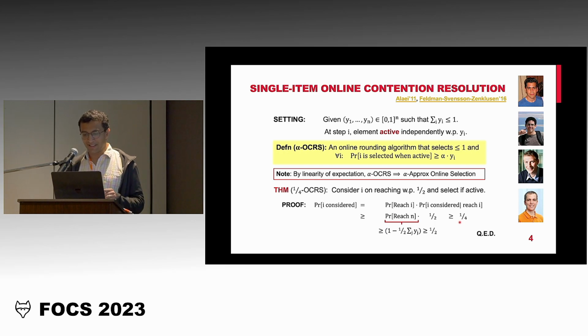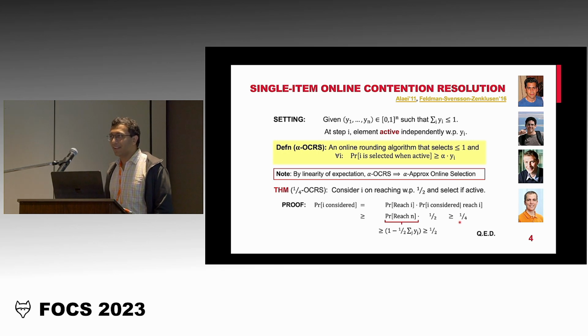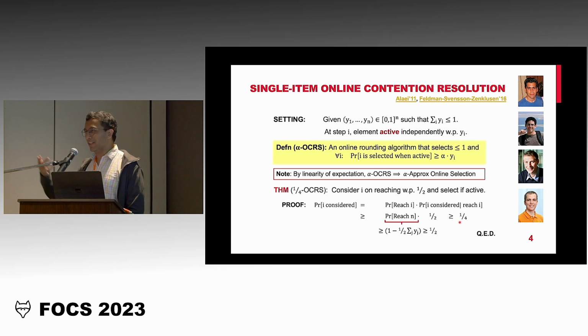Okay, so again, please ask questions. This slide is very important because it gives the intuition. So again, here's a simple online rounding algorithm. It basically says, okay, with half a chance, I'm just going to ignore the next one. With the remaining half, I'm going to take it as long as it's active. It's active with probability y.